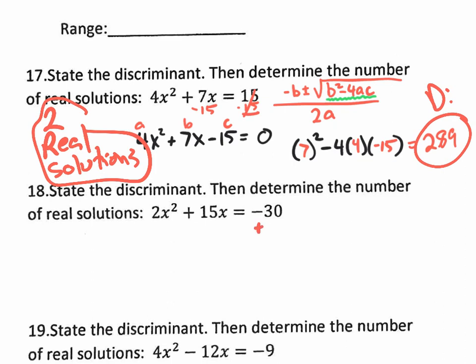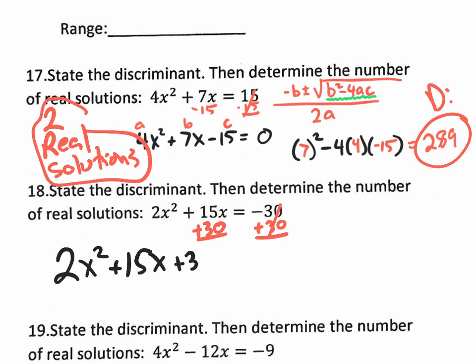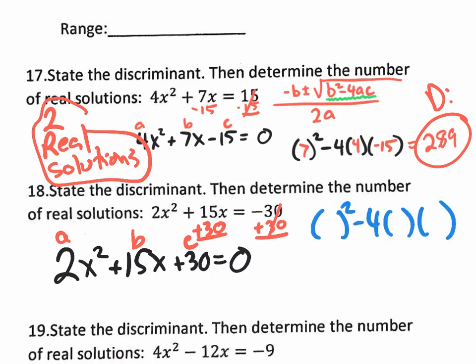Let's first add 30 to both sides. And we're going to have the new equation that reads 2x squared plus 15x plus 30 equals 0. Again, identifying a, b, and c. So now that we know the a, the b, and the c, we could plug it into the discriminant, b squared minus 4ac. b squared minus 4 times a times c. That is 15 for b. A value is 2. C value is 30.